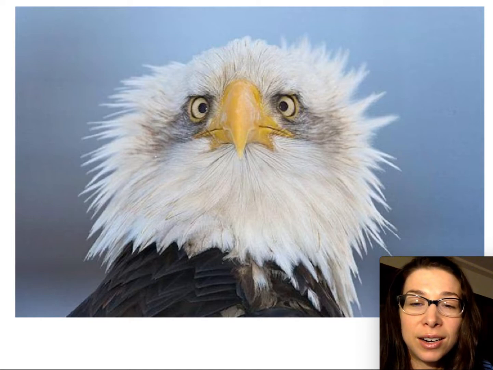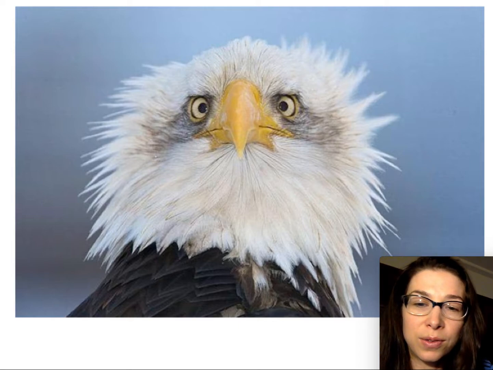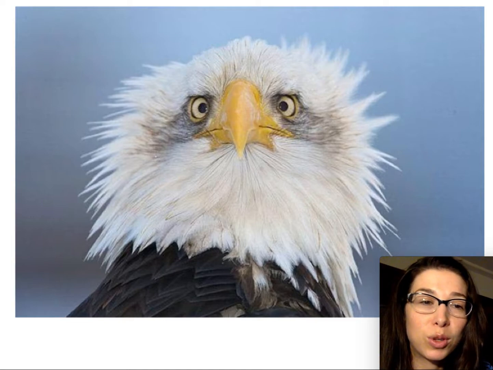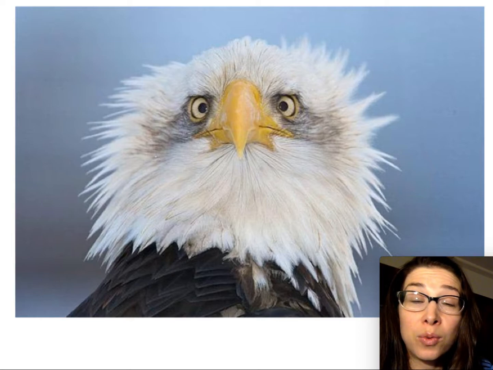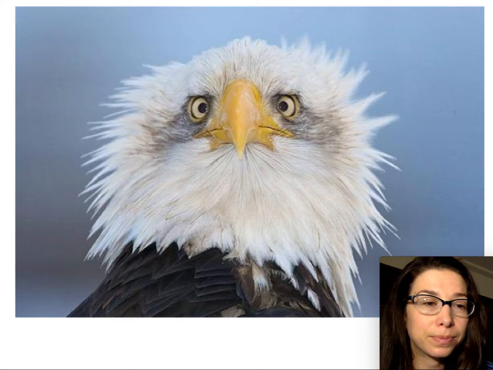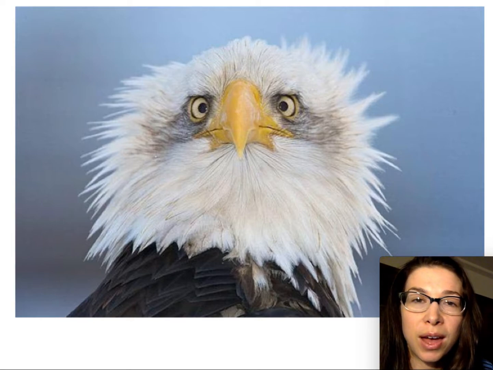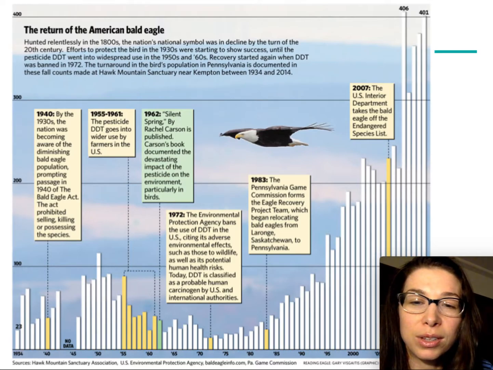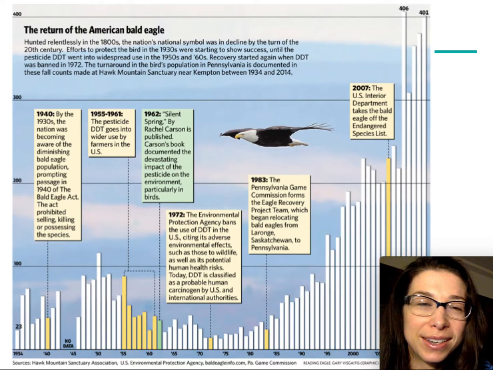But since they are considered to be a symbol of, I'd say, American patriotism, and they're present on a lot of our symbols in general, when we discovered that DDT was really negatively affecting them, people took action pretty rapidly. So it just goes to show you that for the right reasons, people will care, as long as it's something cute and important, right? I'm just kidding.